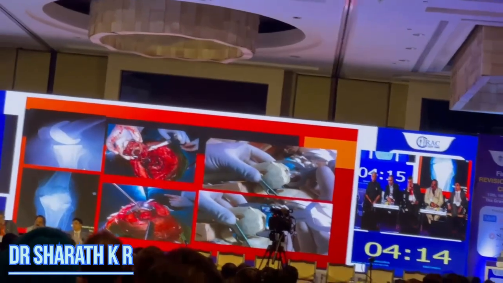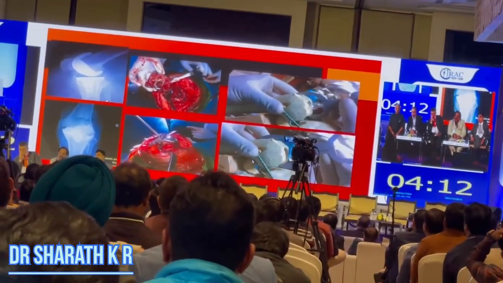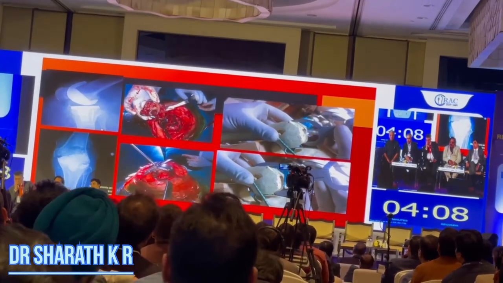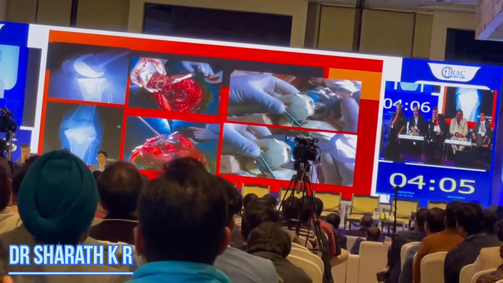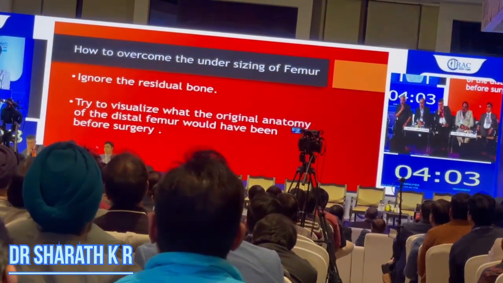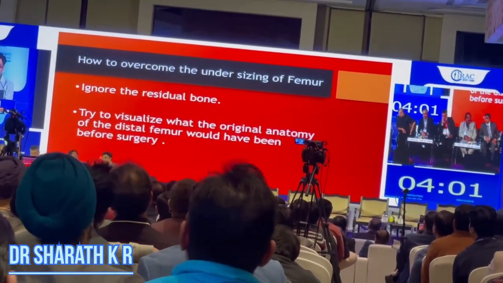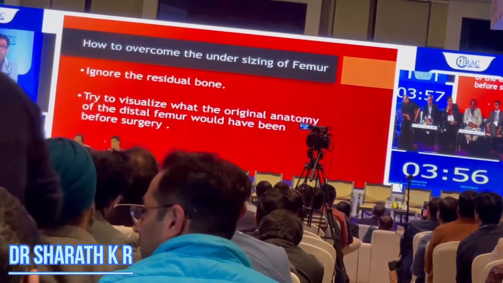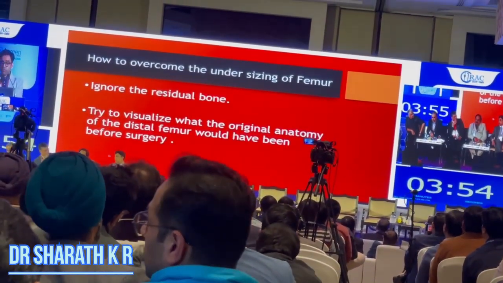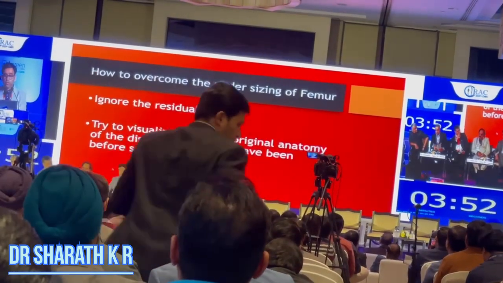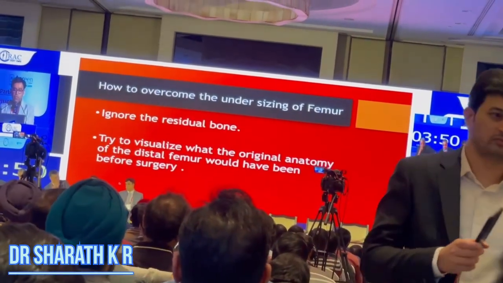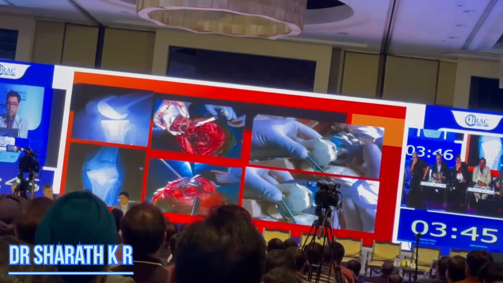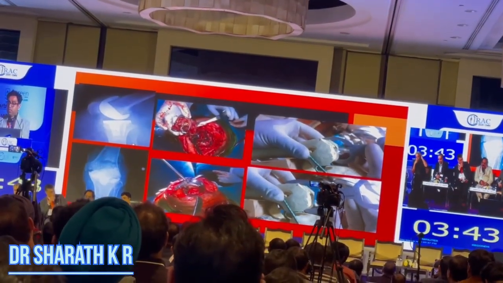Then there is always a confusion about whether to choose size C or size D when we take out bone like this. Whenever you have this type of confusion, what we have to do is take out the removed implant and the corresponding size of the newer implant, whichever you are using, ignore the residual bone, try to visualize the original anatomy and then go back to that size. So the answer was, if it is size C or size D, it is size D.